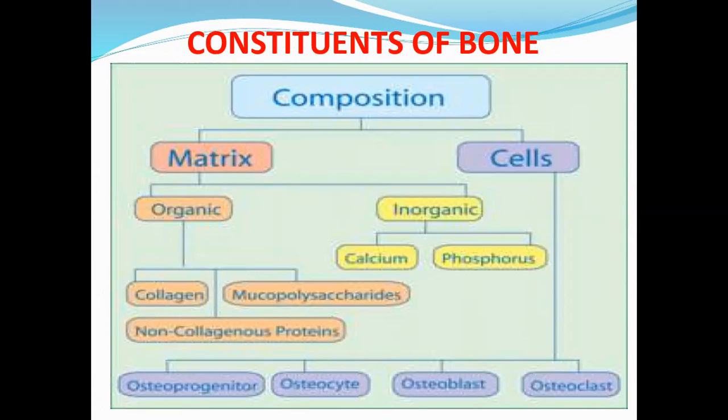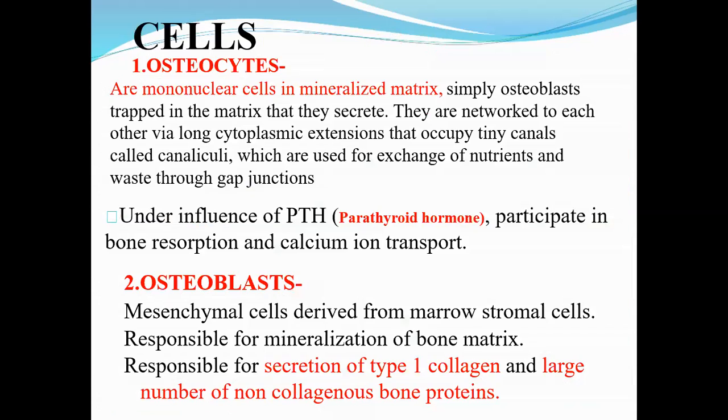Organic components include collagen, non-collagenous material, mucopolysaccharides, and cells. If we consider the cells, they include osteoprogenitors, osteocytes, osteoblasts, and osteoclasts. These are the cell components found in the bones.